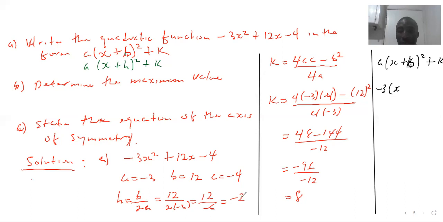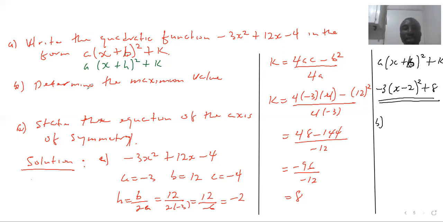My b is -2, so it will be (x - 2) squared, and our k is positive, so +8. This is my answer for the first question. I move on to B.